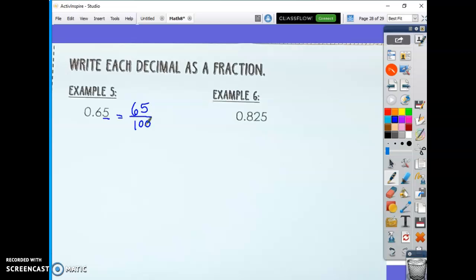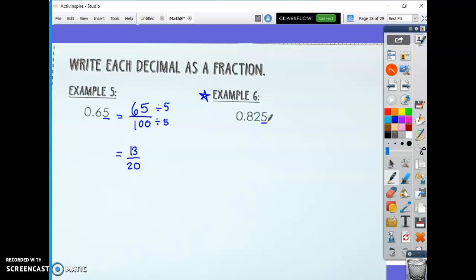And then you're going to reduce like normal. We're going to divide both the numerator and denominator by 5, which gets you 13 over 20. If you want to check, go ahead and pause the video and you can do the math. Example 6, right over here, go ahead and do that on your own.